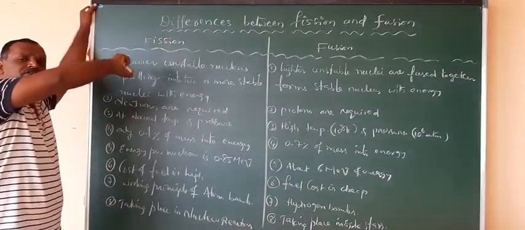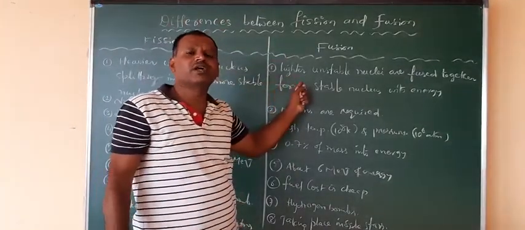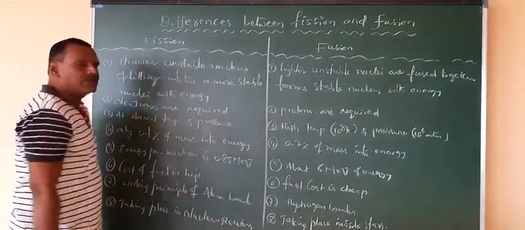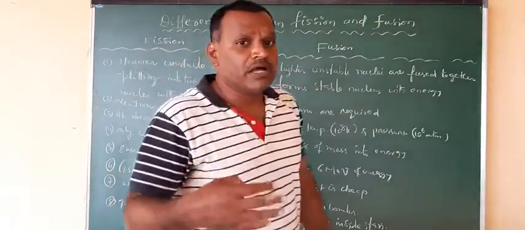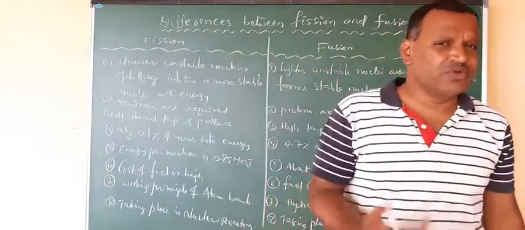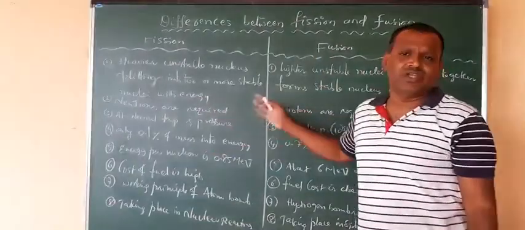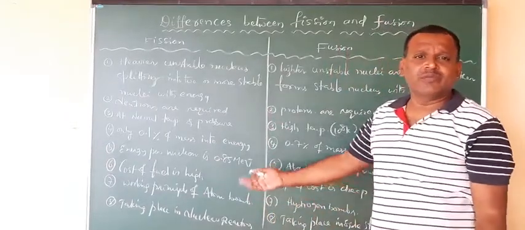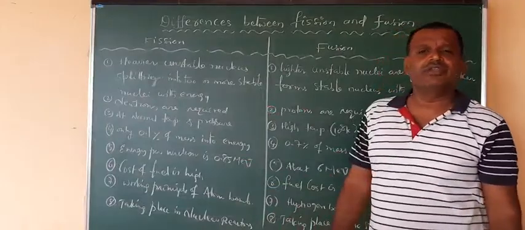Here a heavier nucleus splits into smaller lighter nuclei with energy, and here lighter stable nuclei combine, fuse together, and give a heavier stable nucleus along with energy. And there are other differences related to both: how much mass is converted into energy, what the energy per nucleon is in each case, and what the requirements are to make those reactions take place. Here neutrons are required, here protons are required, there the temperature and pressure, here the temperature and pressure, and the mass conversion, energy produced, and where they can be used, right? So all these are the differences between fission and fusion.